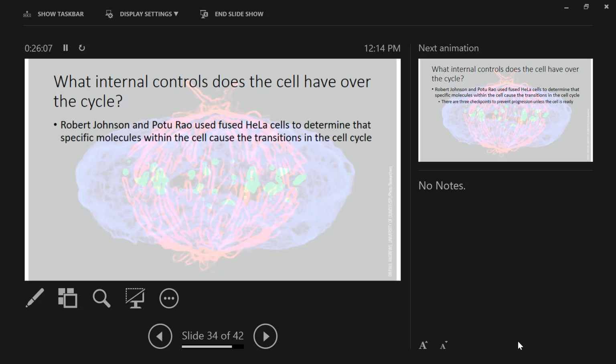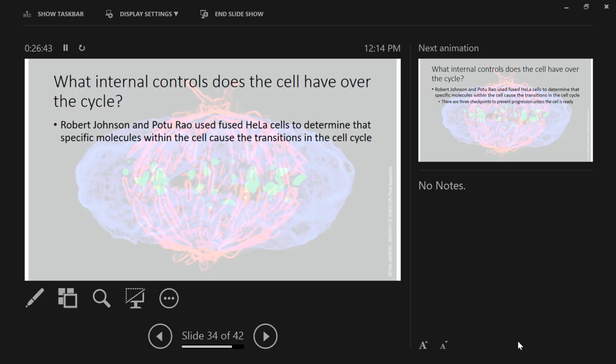Okay, so what internal controls? A couple of researchers, Robert Johnson and Potu Rao. What they did is they took these special cells called HeLa cells, which are cells that have been grown from a woman who died from cancer in the 1950s, I believe. Her name was Henrietta, what was the last name? Lacks. And so these cells have basically lost the controls on the cell cycle, and they just keep going through the cell cycle. And in one way, they are immortal.